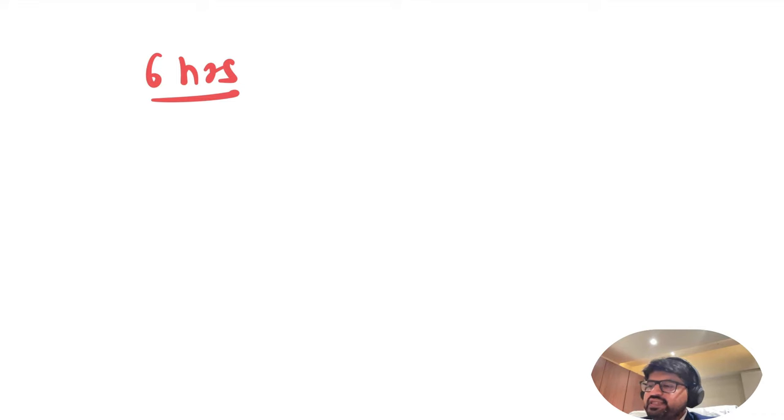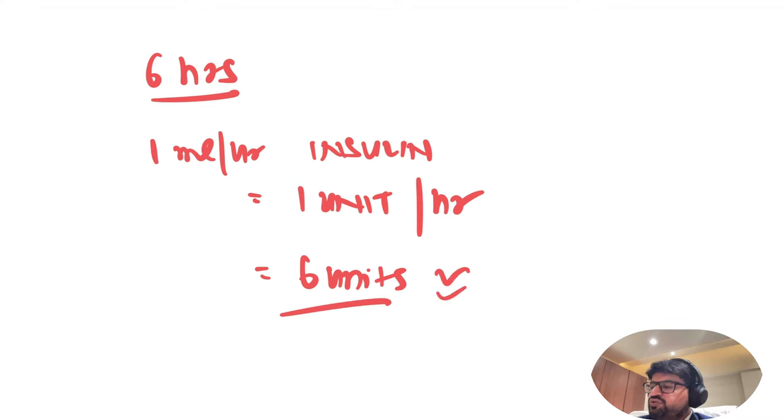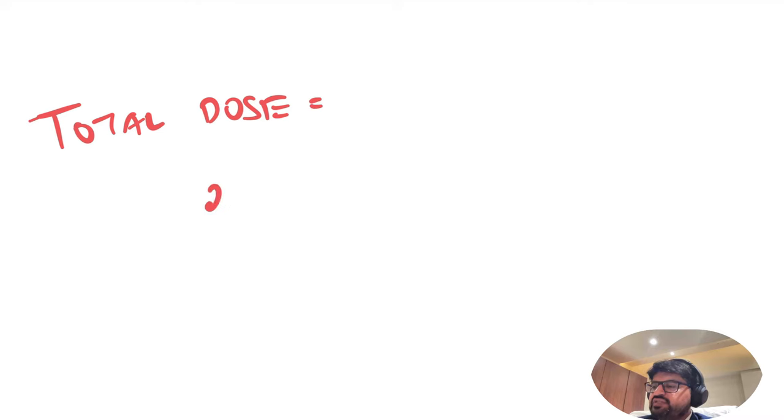Let's say in the last 6 hours, the patient was on 1 ml per hour insulin infusion. That means he is receiving 1 unit. Remember, 1 ml equals 1 unit. So 1 unit of insulin per hour. In 6 hours, he is receiving 6 units of insulin. You extrapolate this to 24 hours. So in 24 hours, the patient is receiving 24 units of insulin. Correct? So the total dose of insulin which the patient has received in 24 hours is 24 units.